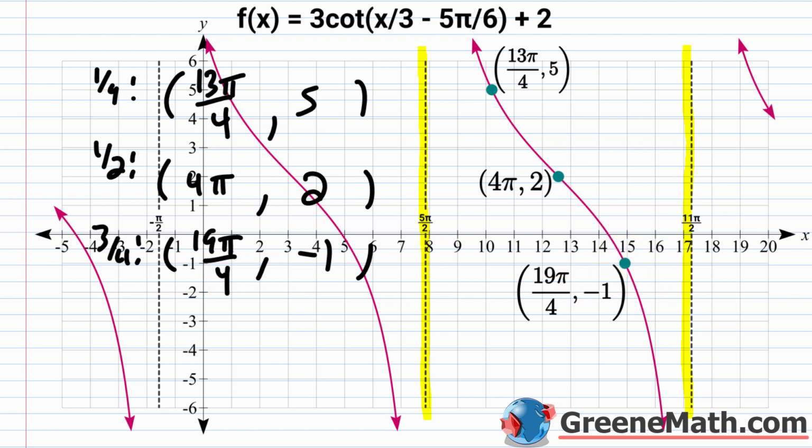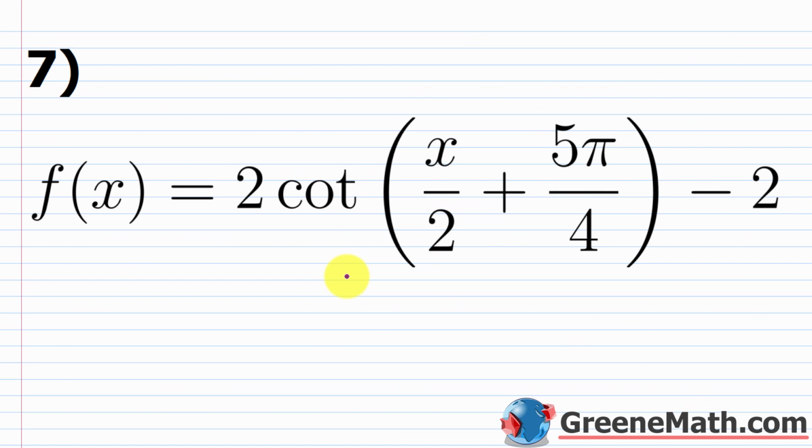Again, just click the link on Desmos if you want to see things in more detail or practice going a cycle to the right or to the left. I already have those points filled in for you. All right, let's take a look at problem 7. So we have f of x equals 2 cotangent of x over 2 plus 5 pi over 4 and then minus 2.